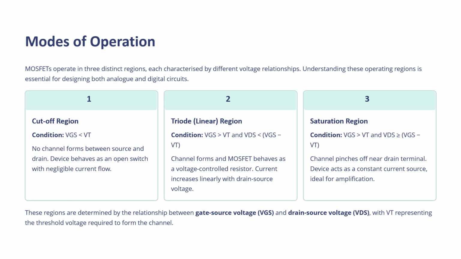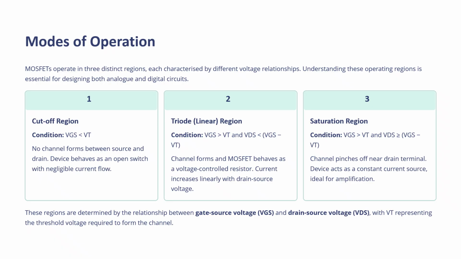The second mode of operation is the triode or linear region. The condition is VGS greater than VT and VDS less than VGS minus VT. The channel forms and the MOSFET behaves as a voltage controlled resistor. Current increases linearly with drain source voltage.